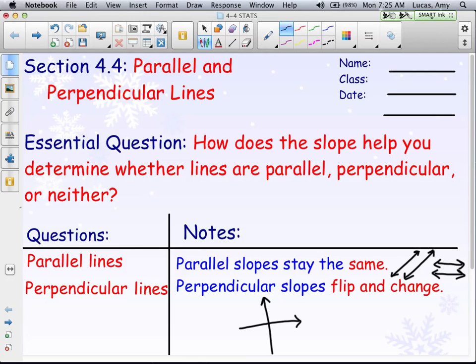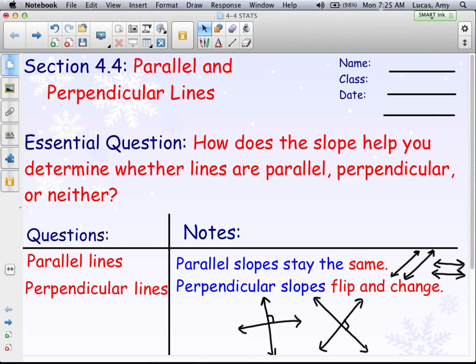Perpendicular slopes, when lines are perpendicular, they form 90-degree angles. They don't have to be horizontal and vertical. They could be oblique or diagonal lines. So there's two examples right there. So parallel slopes stay the same. Perpendicular slopes flip and change. That's going to be really important for you to remember throughout this chapter and the rest of the year.